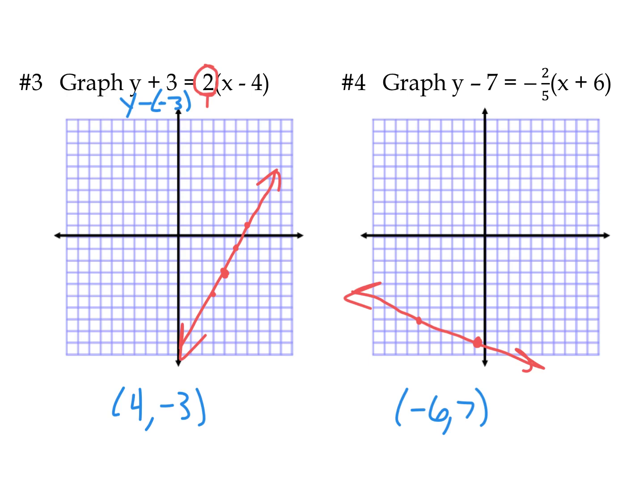So now point slope form, right? Y minus y1 equals m parentheses x minus x1.